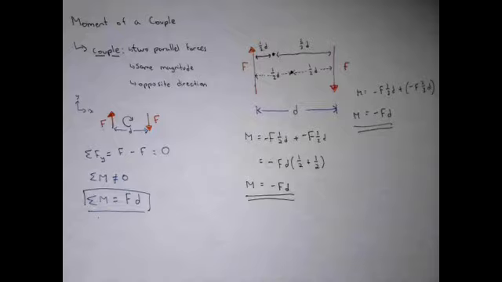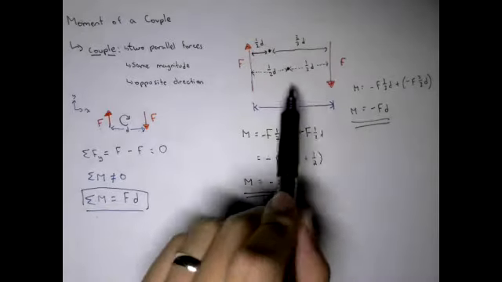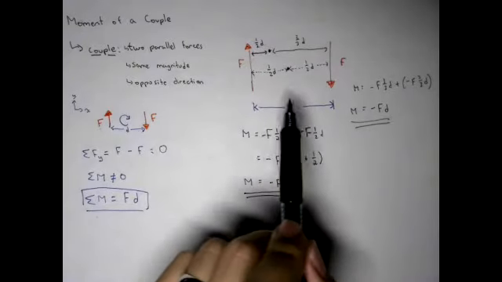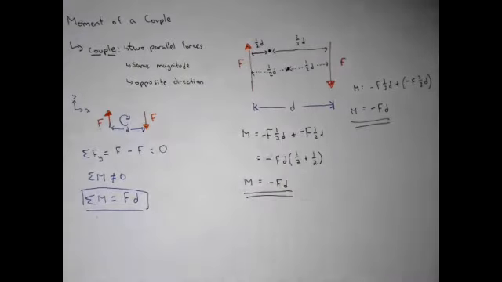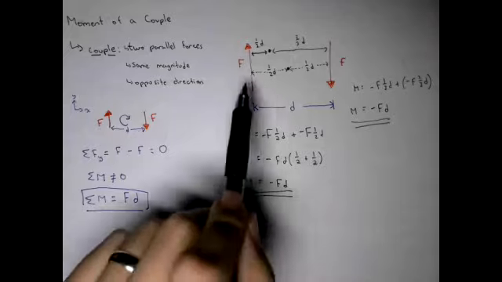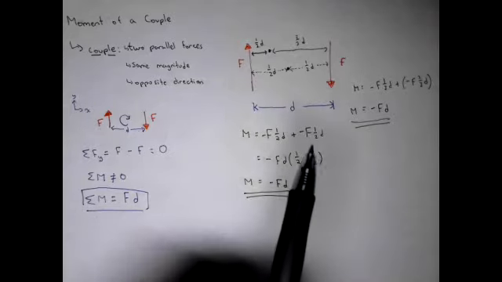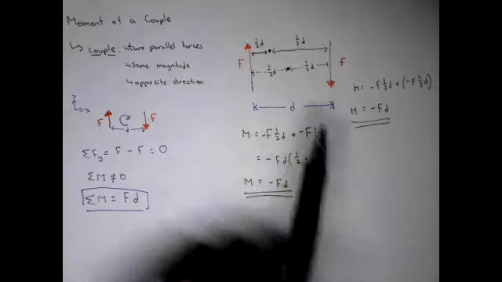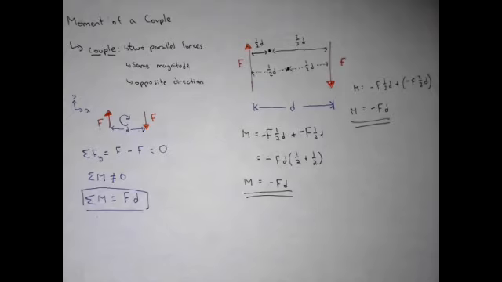So that's the interesting thing about couples. It doesn't matter which point you're studying, the moment will actually be the same. It will always be F, the magnitude of the force, times the distance between those two forces.